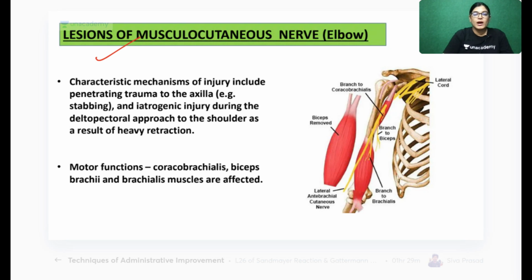Now I would like to describe briefly musculocutaneous nerve injury. The characteristic mechanism of injury includes penetrating trauma to the axilla, stabbing injury, also injury in the deltopectoral groove of the shoulder as a result of heavy retraction. The motor function loss is of coracobrachialis, biceps brachii, and brachialis muscles. So the motor function of these muscles is lost.